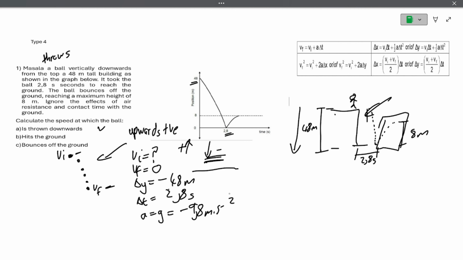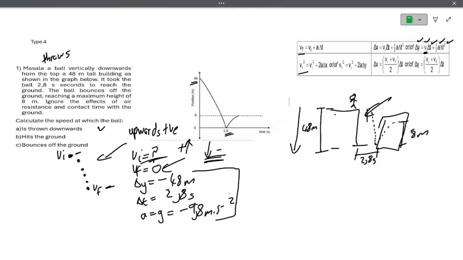Now, using all this information, can we find this? Without final velocity, because we don't know the final velocity, let's check for formulas without final velocity. This one has final velocity. How about this one? This one doesn't have final velocity. We are looking for initial velocity. How about change in y? We have it. The change in time, we have it. Acceleration, we have it.